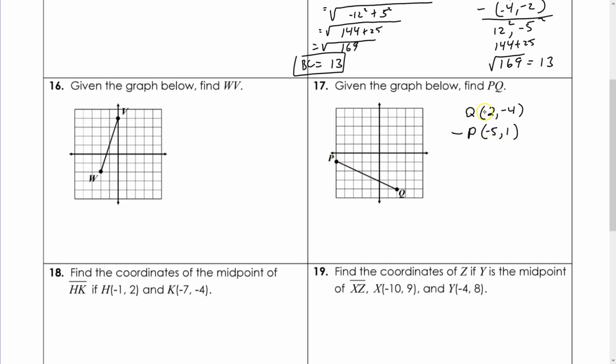Well, if I go with my method, 2 minus negative 5 is really 2 plus 5, which is 7. Negative 4 minus 1 is a negative 5. When I square both of these, I get 49 plus 25. That equals 74. So PQ is the square root of 74. You would get it even if you did Pythagorean theorem. If you did Pythagorean theorem, you'd have 5 here, 7 there.